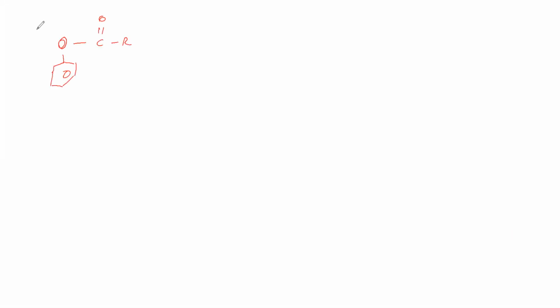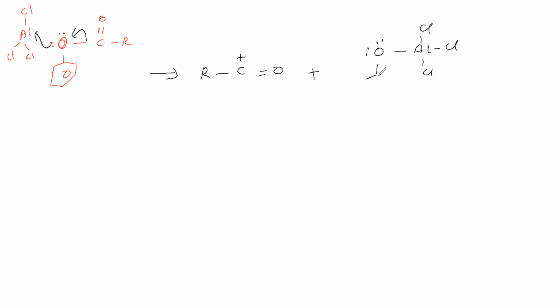Now, we have taken a phenolic ester. We are taking aluminum chloride. This oxygen is having lone pairs. Now, this is contributing to this one. This bond is shifting. Therefore RCO plus, the acylium ion, is produced. This is converting into O, AlCl3, here phenol, here phenyl group.